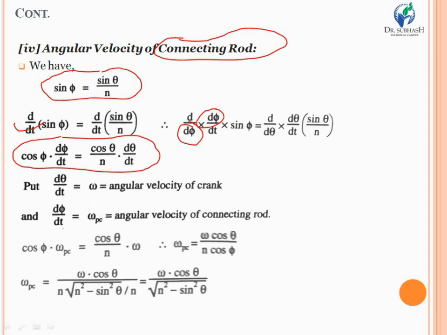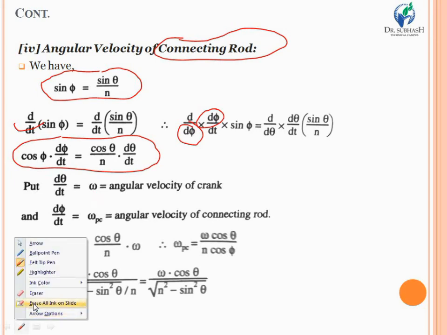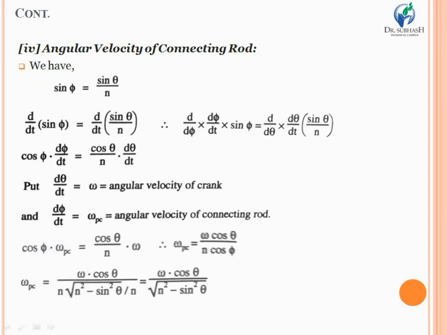Now we know that d theta upon dt is omega, the angular velocity of crank, and of course d phi upon dt is omega suffix pc, the angular velocity of connecting rod. So by putting both of those values into the above relation, you get cos phi into omega pc is equal to cos theta upon n into omega. Converting this relation in terms of omega pc, the angular velocity of connecting rod, you will have omega cos theta upon n cos phi.